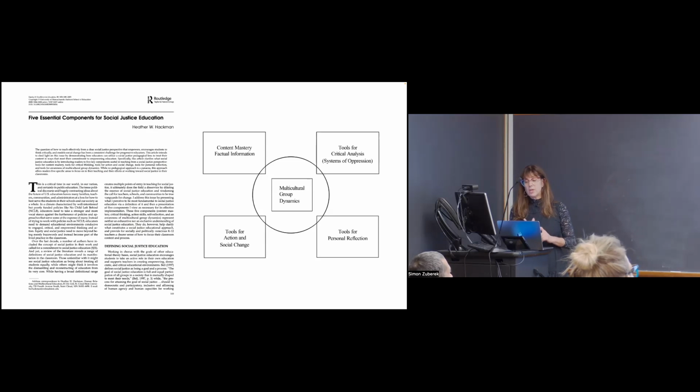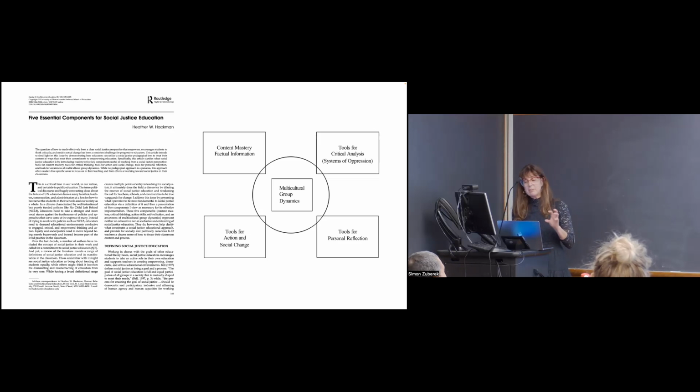So the first four, the ones that are sort of on the outer part of the graphic, work together to build students' understanding of social justice topics, to cultivate their ability to analyze and question factual information and systems of power and inequity, to act in ways that challenge these systems of oppression, and to think critically about the impact of their thoughts, words, and actions.